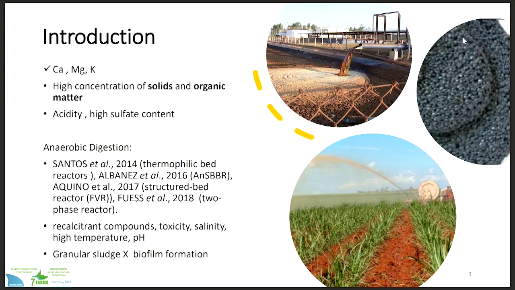Several anaerobic reactor configurations have been studied in the last years for treating the sugarcane vinasse using granular sludge or attached biomass. But because of the characteristics of the vinasse, the granules of this granular sludge and also the biofilm from the attached biomass can be negatively affected and lead to washout of the reactors.